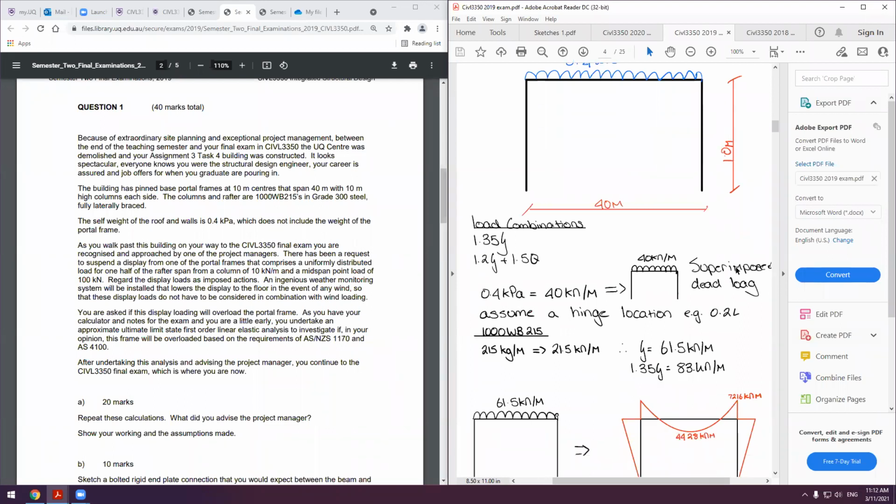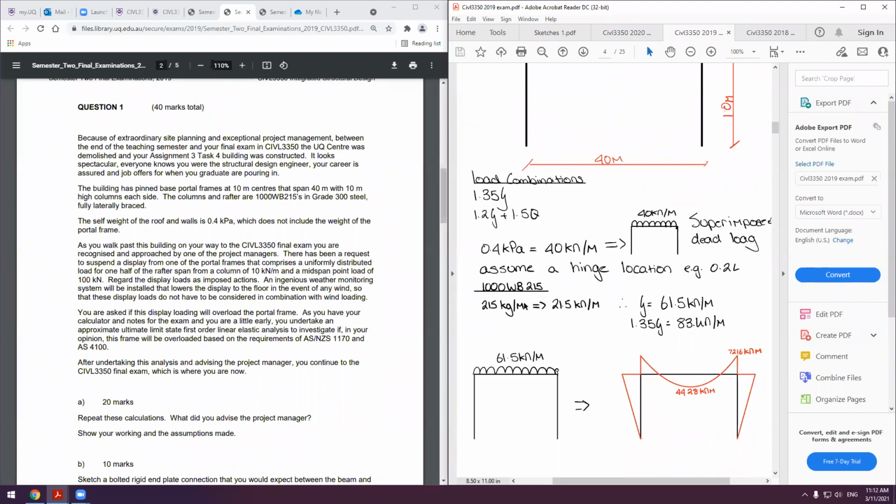So we have a superimposed dead load of 40 kilonewtons per meter. So we've got 40 kPa. That is wrong math. It should be 4 kilonewtons per meter because 0.4 times 10 is not 40. This is the start of why I'm telling you don't use these solutions.